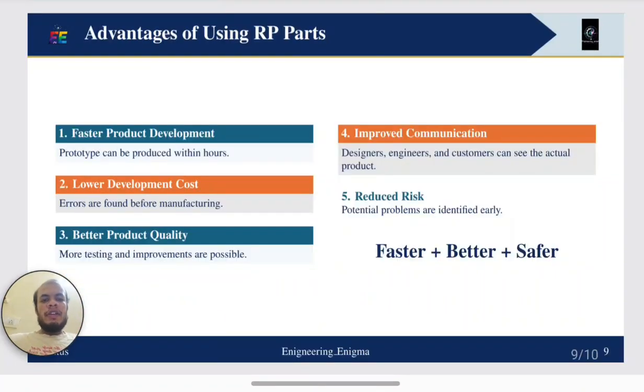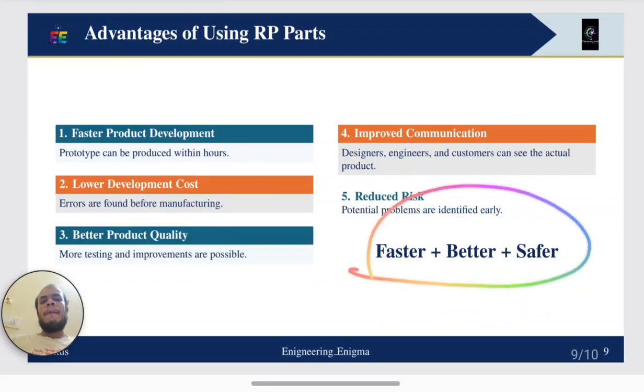So the advantages include: we get the products very fast, lower development cost because the flexibility is more, better product quality because we are testing at every stage, improved communication because we are communicating at every stage, and reduced risk because the risk factor will be completely low by using RP. So faster, better and safer. The usage of RP parts is simply this.